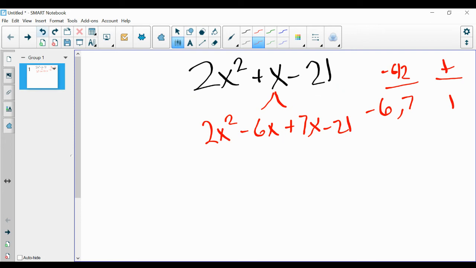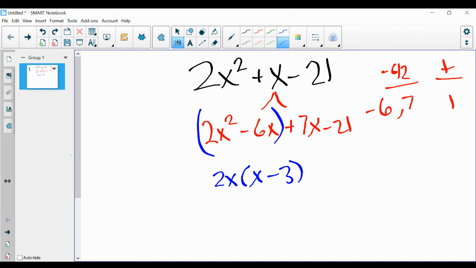Okay, so now I'm going to group these together. 2 and 6 in common, they have a 2, so I can factor out a 2. But I also see that both of them have x's in them, so I can factor out a 2x. So when I factor out a 2x from 2x squared, I am left with just an x. When I factor out a 2x from negative 6x, I'm left with a negative 3.